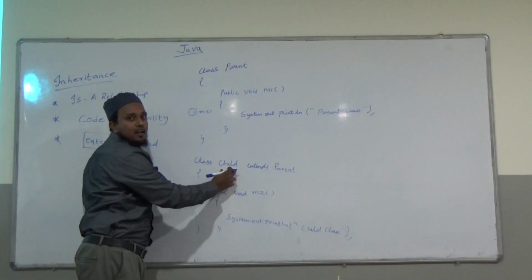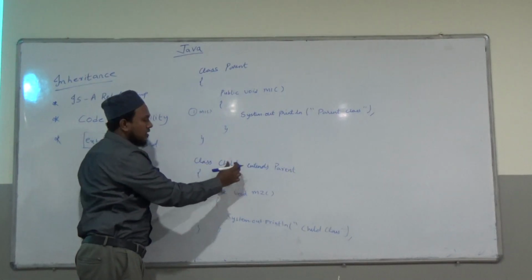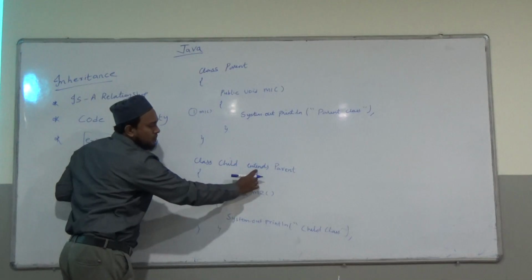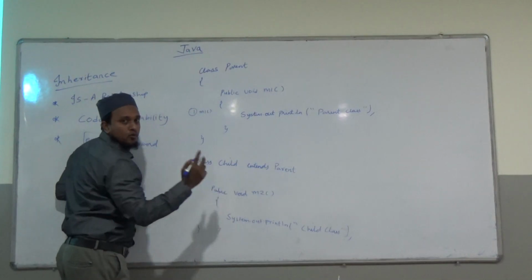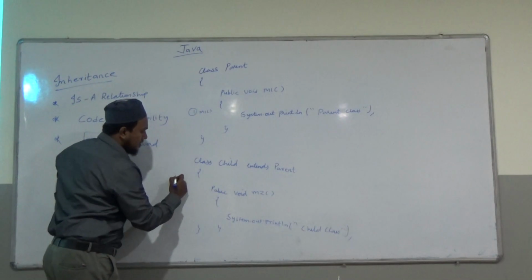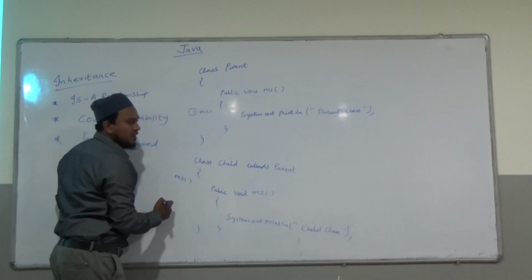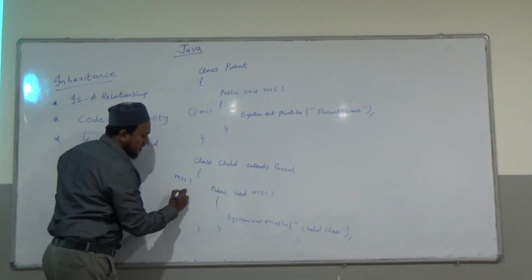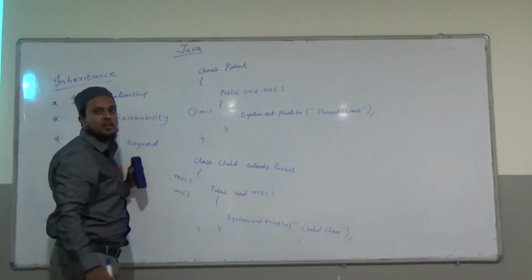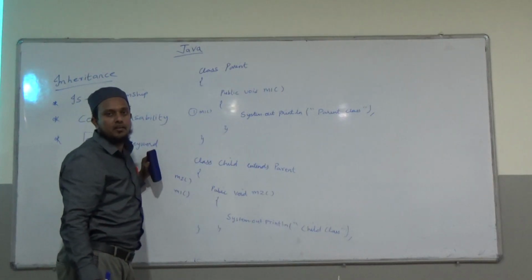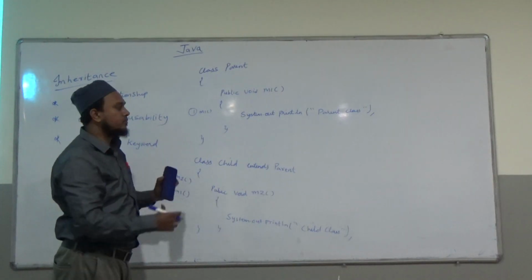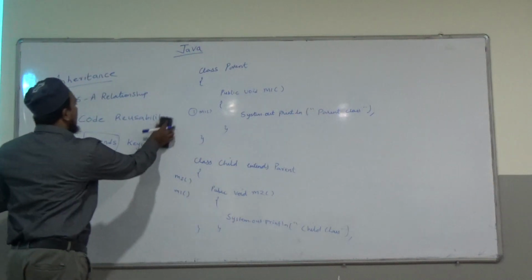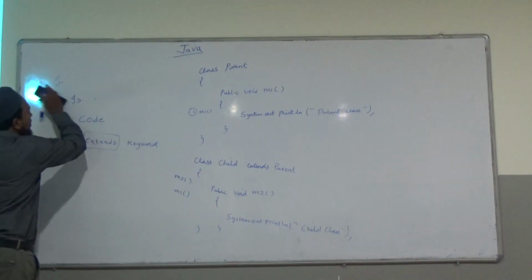Whereas in child class, can you say how many methods are there? Now as we are extending parent class, the child class has two methods. One is m2 method, and another is m1 method. Understanding? Okay. Now what we do is I will write one more class for main method.